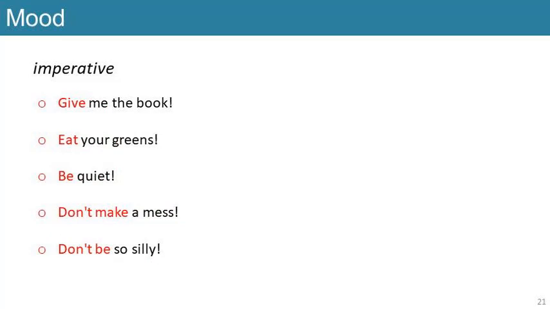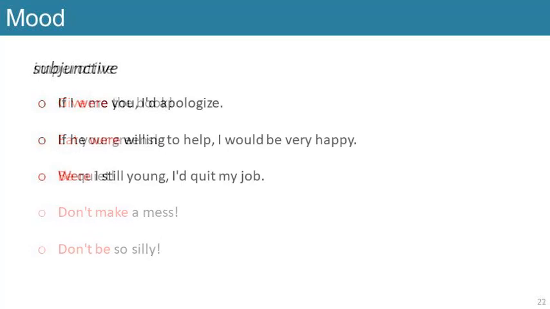The imperative is the mood used to give commands. The commands use the base form of the verb and typically omit the subject. When written, they commonly end with an exclamation mark. This is all simple enough. Here are four examples. The subjunctive mood is more complicated.